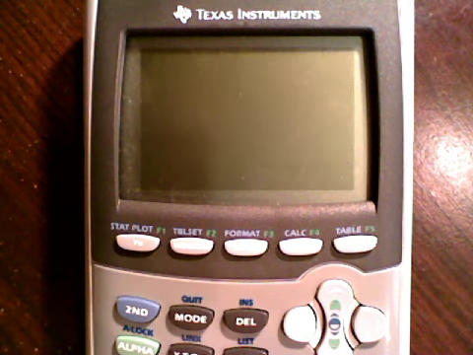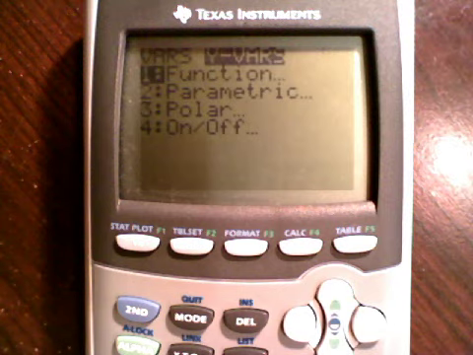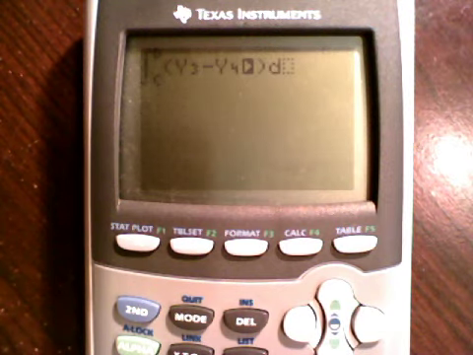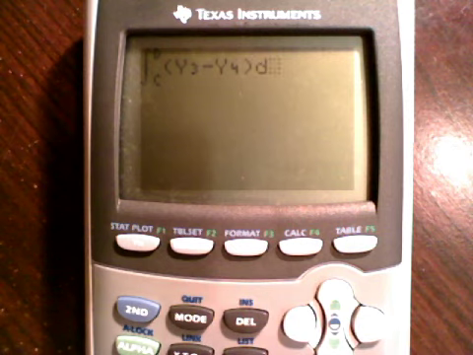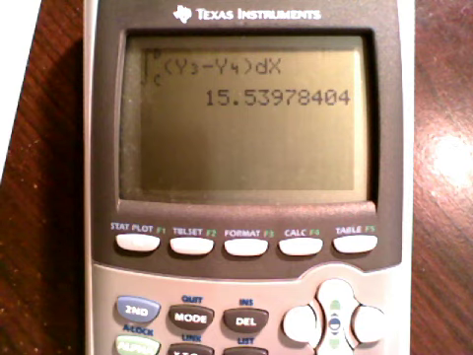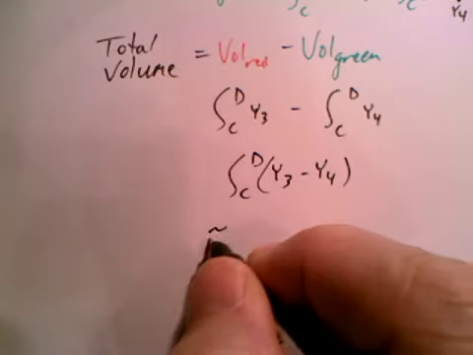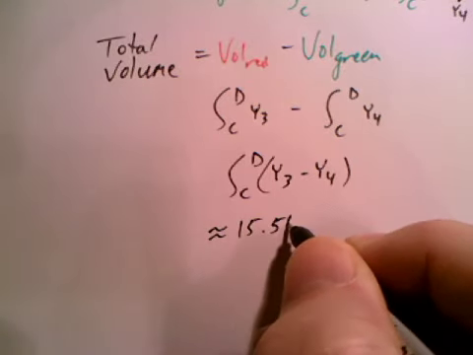We're integrating from c to d, and again we're going to type in y3 minus y4 dx. I know it's dy, but you know. And we should get 15.5397. So you could truncate that and make it 15.539, or round it to the nearest 3 digits and write 15.54. Okay. So we get 15.54.